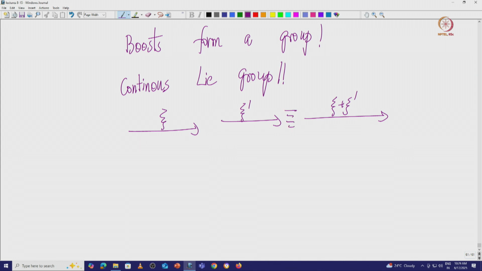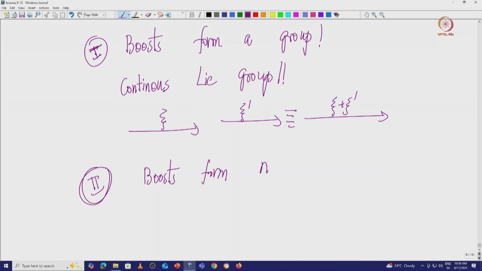So the first idea is that what we have seen today is that boosts form a group, and that they form a continuous Lie group. Secondly, the second idea I introduced was that boosts form a non-compact Lie group.